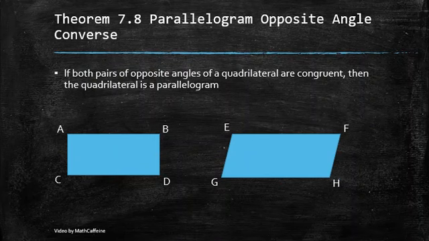Theorem 7.8 is another converse theorem, where if both pairs of opposite angles of a quadrilateral are congruent, then the quadrilateral is a parallelogram. For example, if we know that angle A is congruent to angle D, and angle C is congruent to angle B, then quadrilateral ABCD is a parallelogram. In quadrilateral EFGH, if we know that angle E and angle H are congruent, and angle F and angle G are congruent, then we know that it also is a parallelogram.